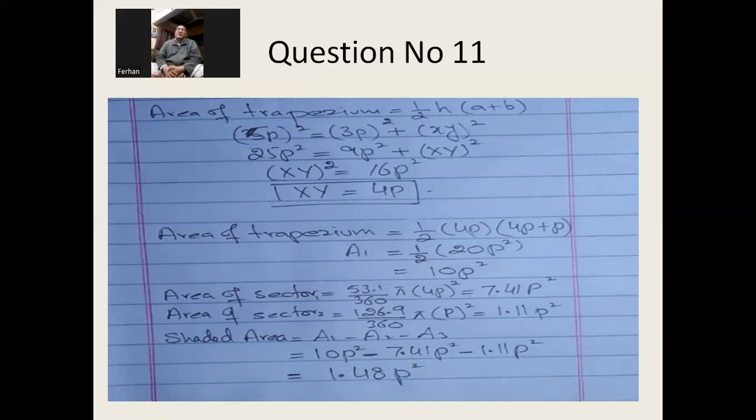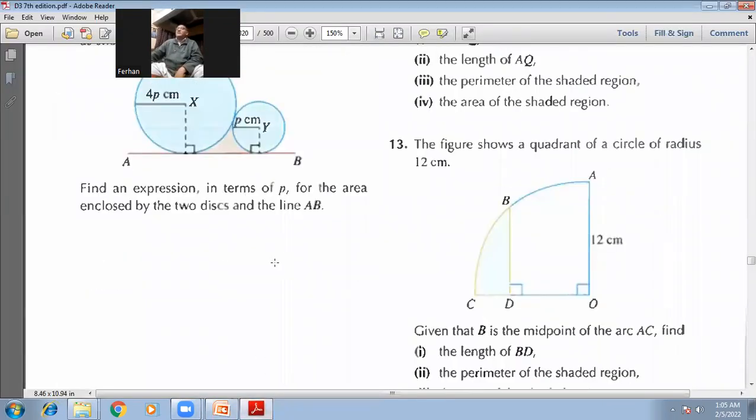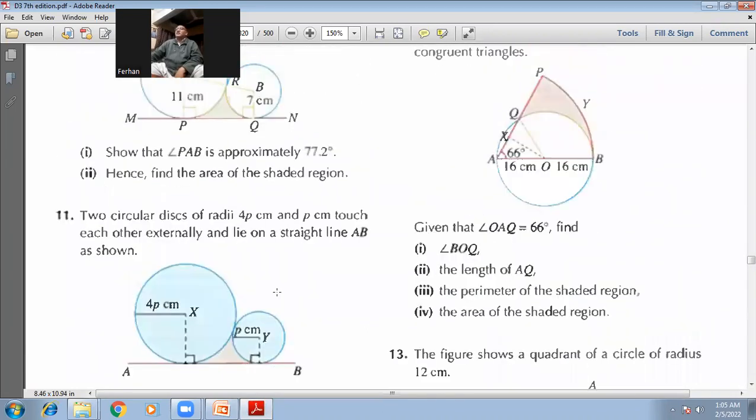So from the area of the trapezium, subtract the area of sector 1 and the area of sector 2. So you will have A1 minus A2 minus A3, and that will be 10P square minus 7.41P square minus 1.11P square, which is equal to 1.48P square. Okay, so this is how you do this question. Hopefully you understand. These questions are a little difficult for class 9, but if you try, you will be able to understand. So that was question number 12.